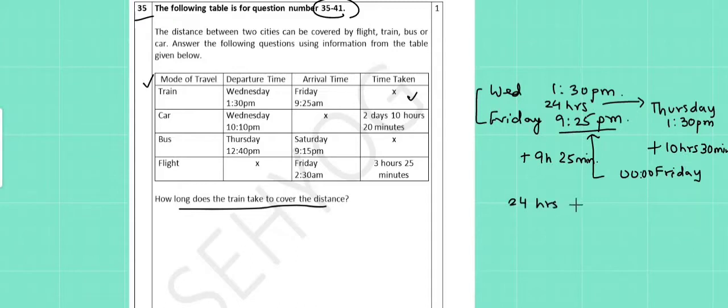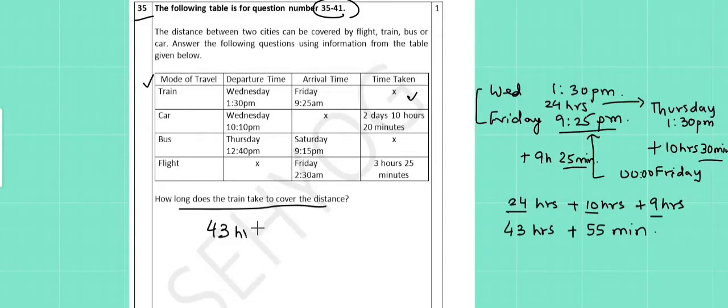So, we are adding 24 hours, 10 hours 30 minutes in Thursday and 9 hours 25 minutes of Friday. Adding the hours first, 24, 10 and 9, that is 43 hours. Now, adding the minutes, on Thursday we have 30 minutes and on Friday we have 25 minutes. So, together 55 minutes. So, our answer is 43 hours and 55 minutes.